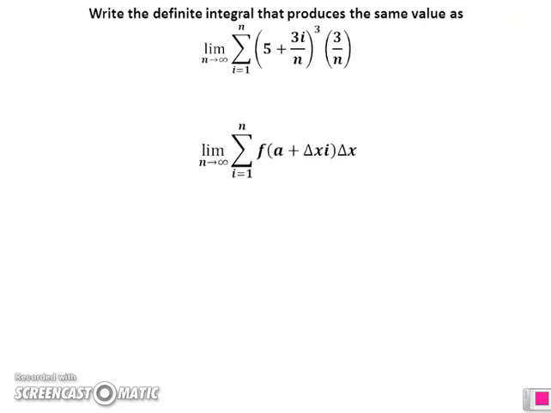This is the generic formula for what we're looking at. This section represents the area of a rectangle. This first piece is the height of each rectangle. It's the y-coordinate. Notice that it's function notation, f of a plus delta x i. We'll get to that part in a minute, but that's our height, that's our f of x. And then our width is the delta x.